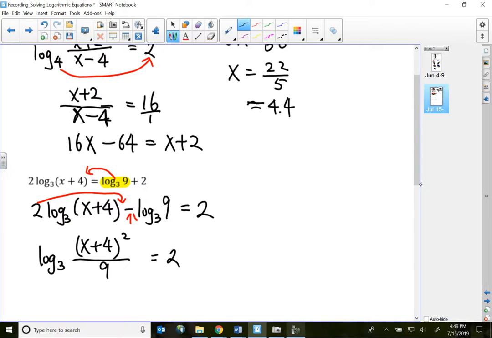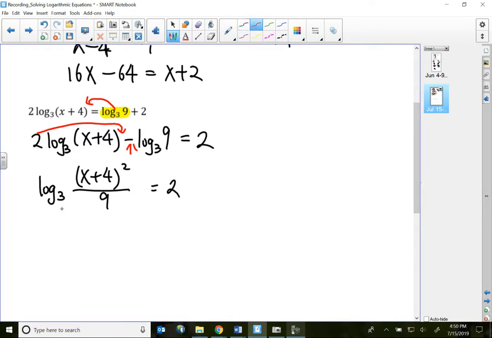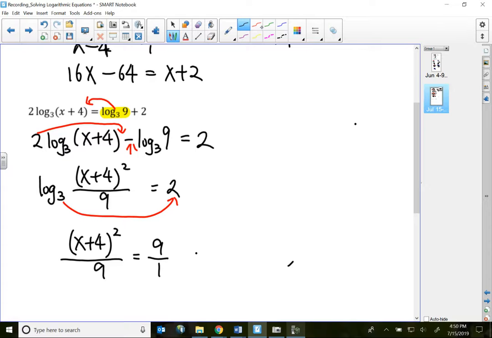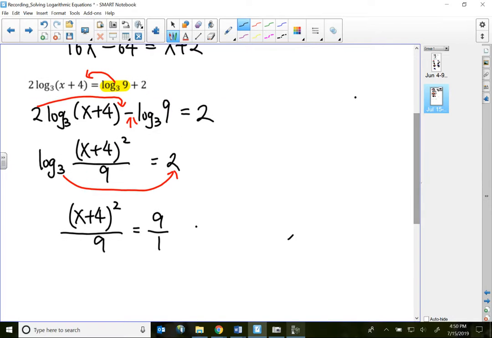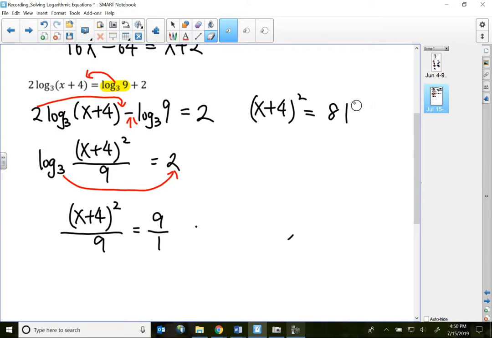Now let's convert into an exponential by moving the 3 over. So that's (x plus 4) whole thing squared over 9 is equal to 3 come over, become 3 squared, which is 9. All right, cross product, 9 means 9 over 1. So 1 times those two terms are still (x plus 4) whole thing squared equal to 9 times 9 is 81.